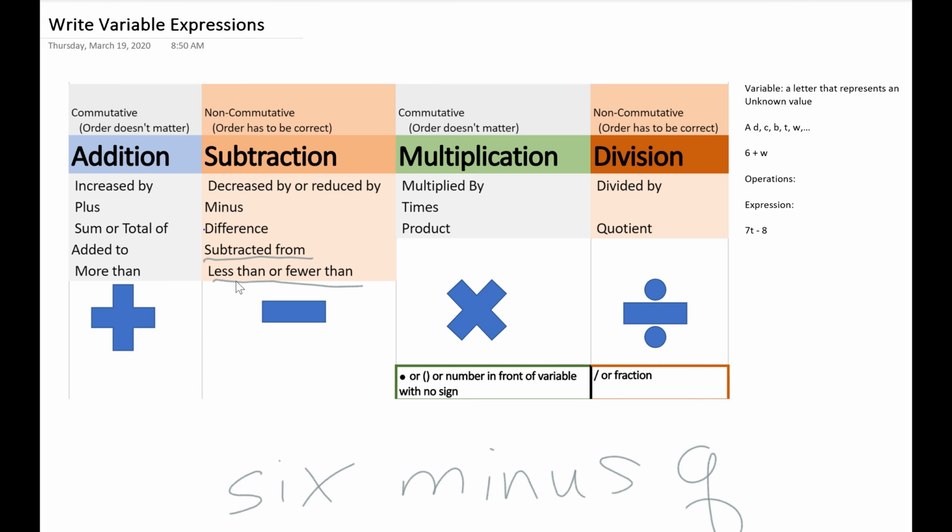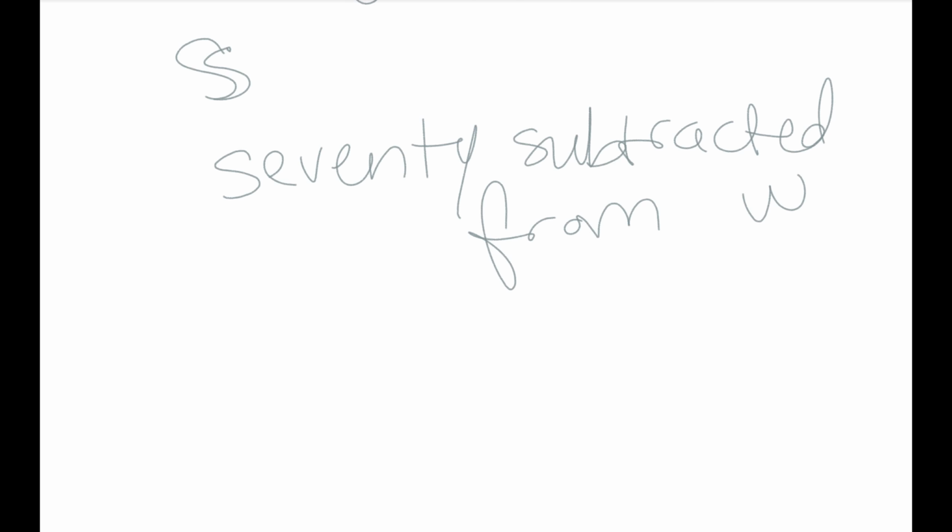So these are the phrases where you know you need to switch the order: subtracted from, less than, and fewer than. So if I have, for example, 70 subtracted from w, it's subtracted from w, which means that w is your starting number, and then 70 is being taken away from it. So it's going to be w minus 70. So that phrase subtracted from is a hint that you're actually going to switch the order from what it says in the written expression to how you write it in your expression using numbers, variables, and operations.